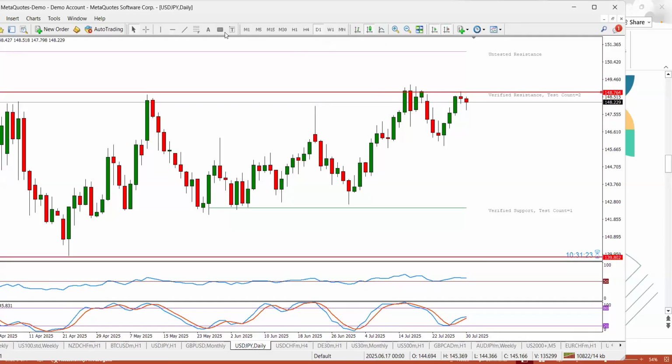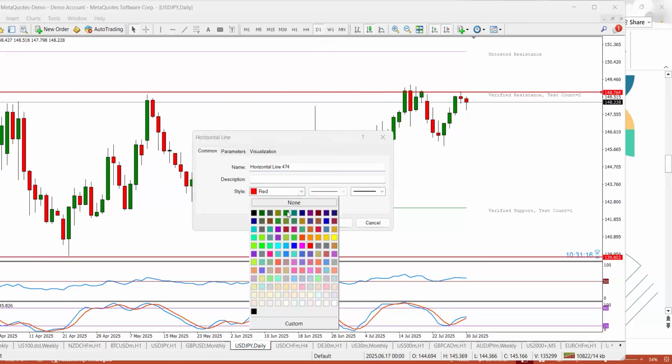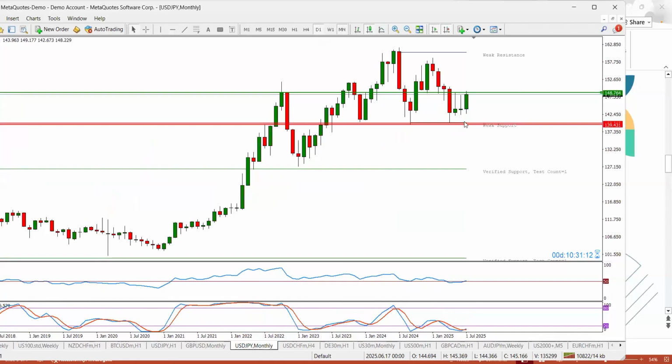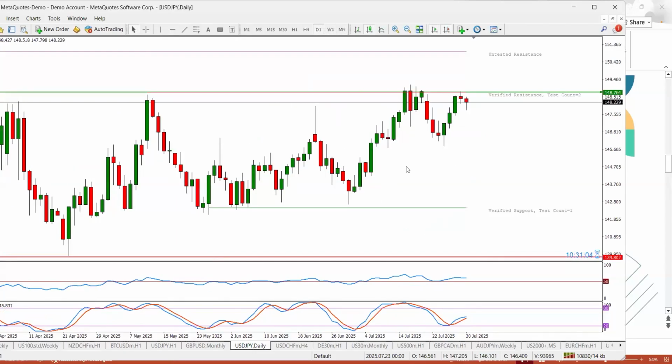Now, because I got this on the daily, I'm going to change this to what? To green. Remember I said I use color codes, so I'll change this to green. If I go back to monthly, I have red, I have green, right? So look at it here, green, right?